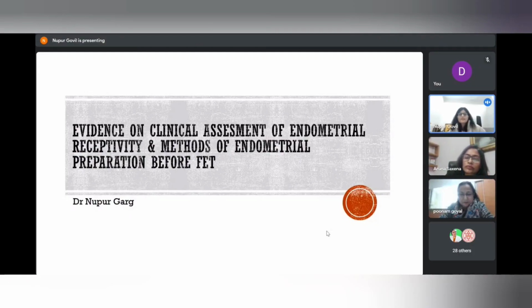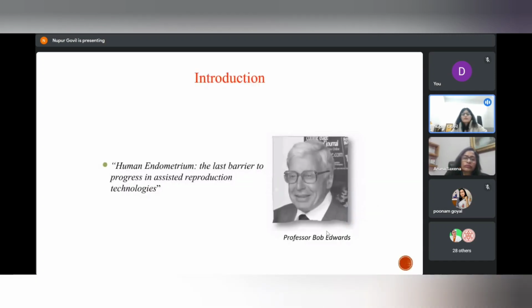Measurement of endometrial receptivity and what current evidence we have on the different methods that we use for testing endometrial receptivity. And in the later half, I will be discussing the methods of endometrial preparation before frozen embryo transfer.